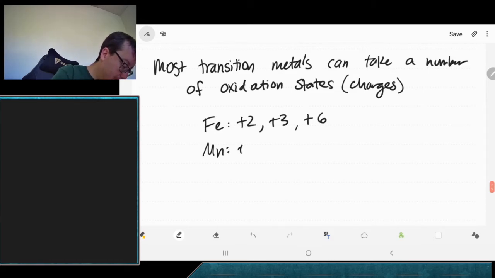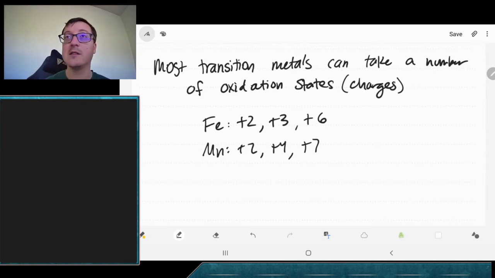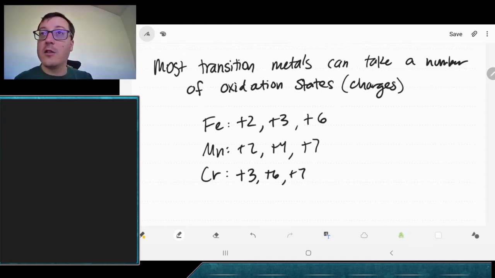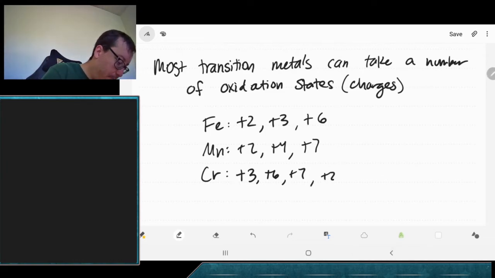Manganese often takes these. You don't need to memorize these because they can do all sorts of different things. A lot of them can do +2, +3. Some are happy to go way higher. Chromium, 3, 6, 7. All sorts of different charges you can possibly get with chromium. There's not really patterns. Chromium you could also get +2.